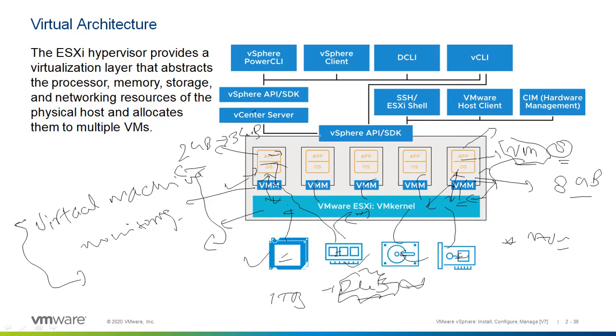Now ESXi has inbuilt vSphere software development kits and an application programming interface. API is always a layer that provides communication between two different software when they are communicating. So this ESXi, how can we access it?